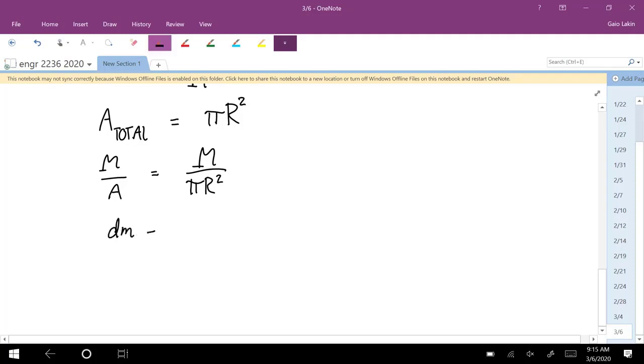Okay, so dm now is equal to M over A dA, and so that is M over pi R squared dA. Okay.